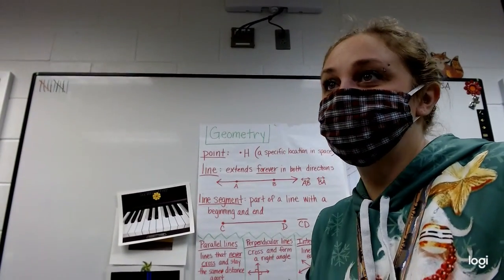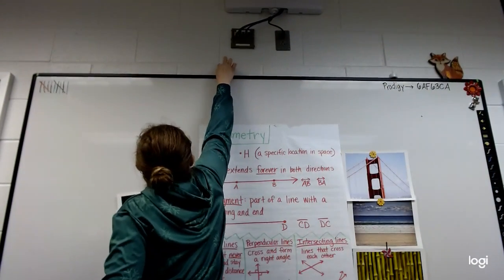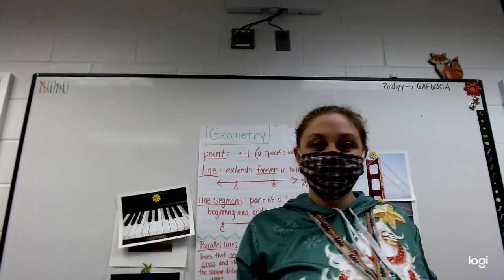I don't know if you friends at home can see them. I'll point it up a little bit. But all these intersections make right angles. So these are all intersecting and perpendicular.